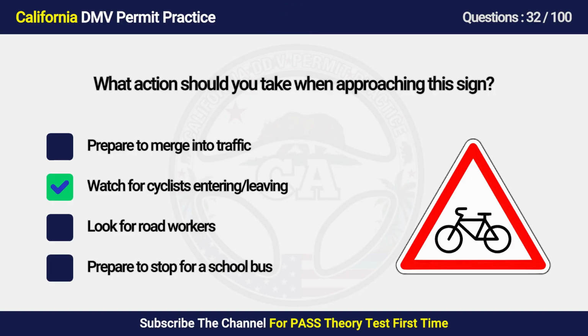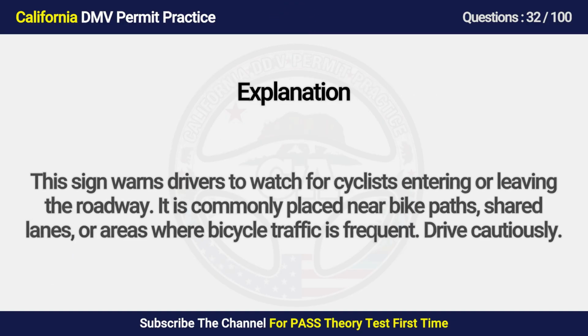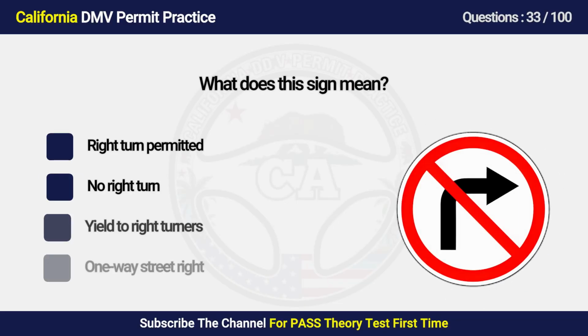Answer is B, watch for cyclists. This sign warns drivers to watch for cyclists entering or leaving the roadway. It is commonly placed near bike paths, shared lanes, or areas where bicycle traffic is frequent. Drive cautiously.